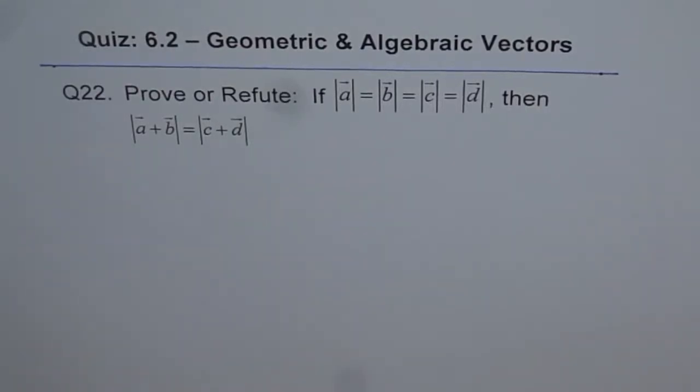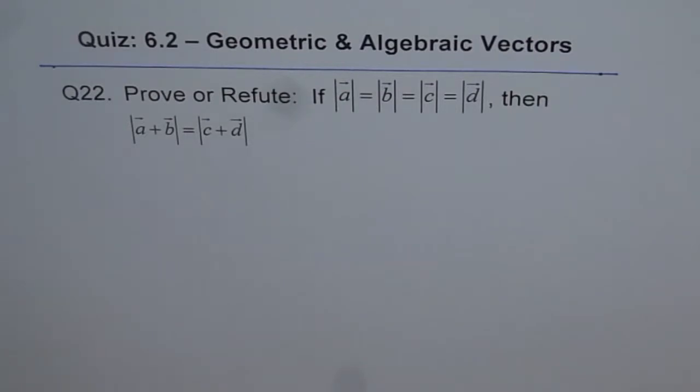In the test we had this problem, question number 22: prove or refute, if magnitude of A equals magnitude of B equals magnitude of C equals magnitude of vector D, then the magnitude of A plus B is equal to magnitude of C plus D. Now, to prove it, what we can do is take some examples, right?